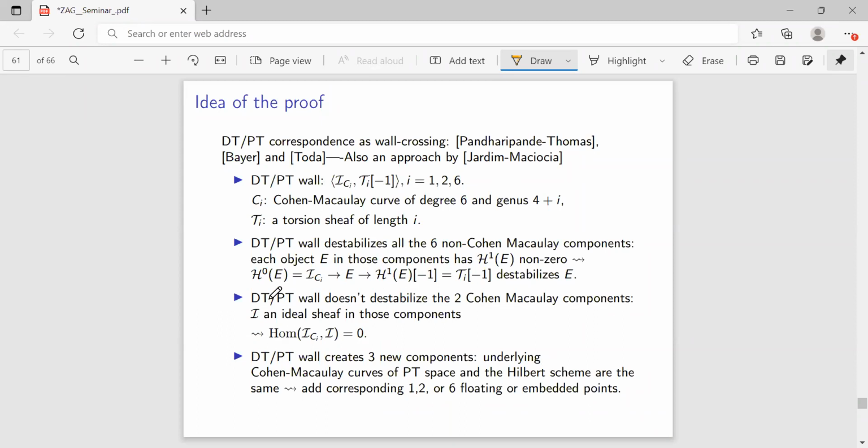So this wall between these two large volume limits doesn't destabilize the two components that don't involve points, that are just Cohen-Macaulay components, which is the main component and the component we just saw, because of this. And then it also creates these three new components. And the underlying Cohen-Macaulay curves are the same as in the PT side, except that you let the points float instead of being marked.